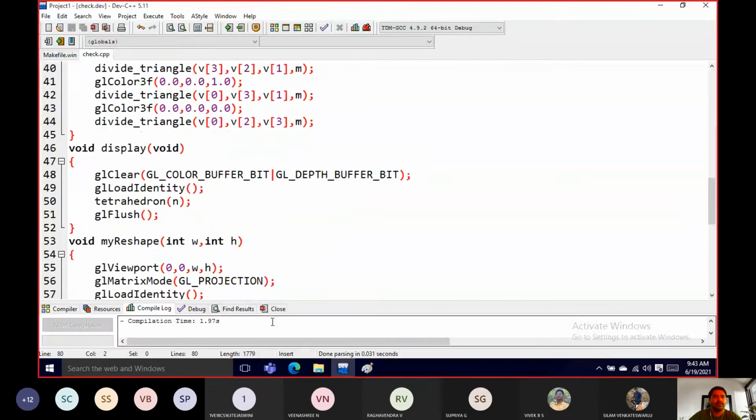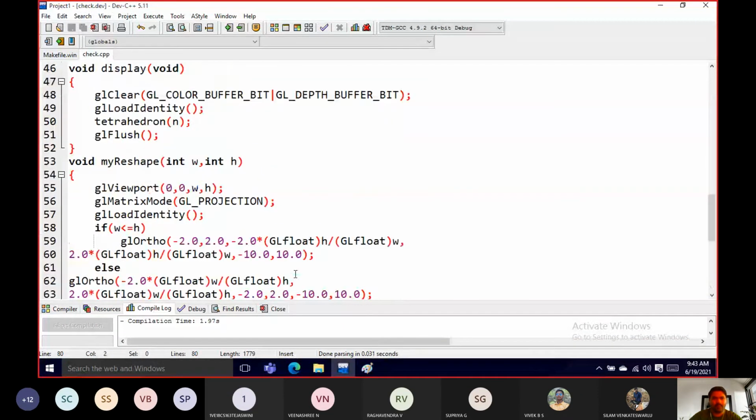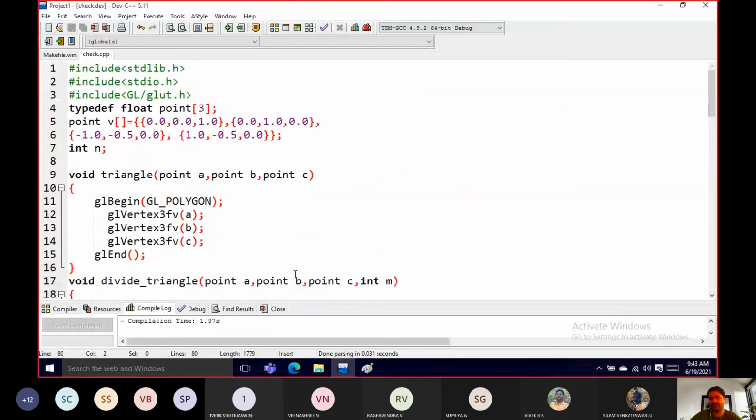Okay, this is a very small program according to your graphics. Actually, this is the complete laboratory program. This is the simplest program, right? As I said, it has a less number of values. We just need to create a triangle and divide it recursively. There is a catch.